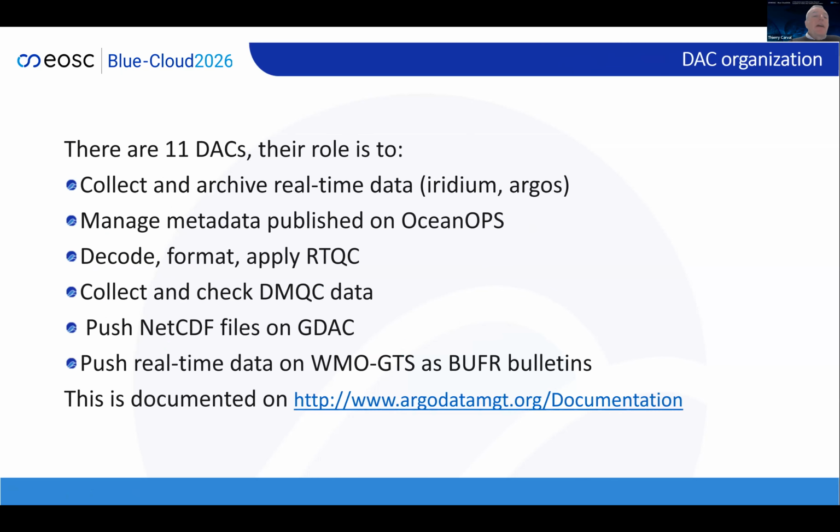So, as I said, there are 11 data assembly centers. In detail, their role is to collect and archive real-time data, the Iridium messages received by satellite, and the Argos messages. The vast majority of Argo floats are now Iridium, but we have to keep and, from time to time, reprocess the old floats that were using the Argos transmission system.